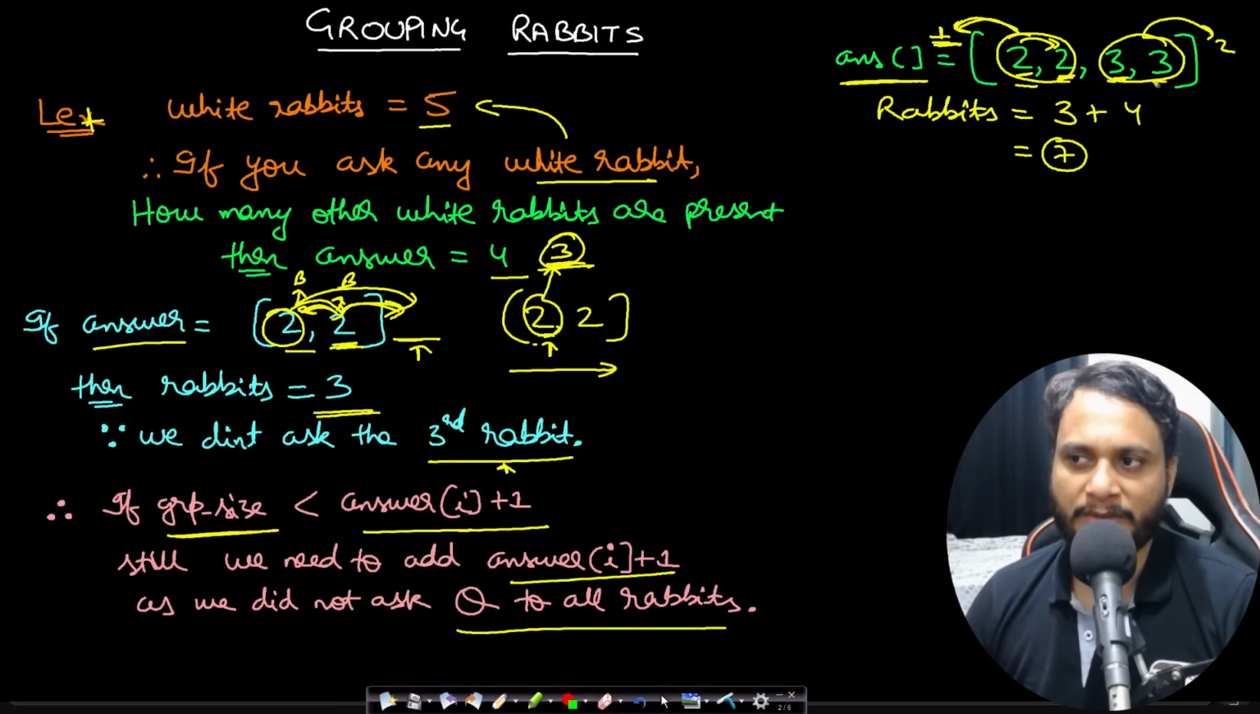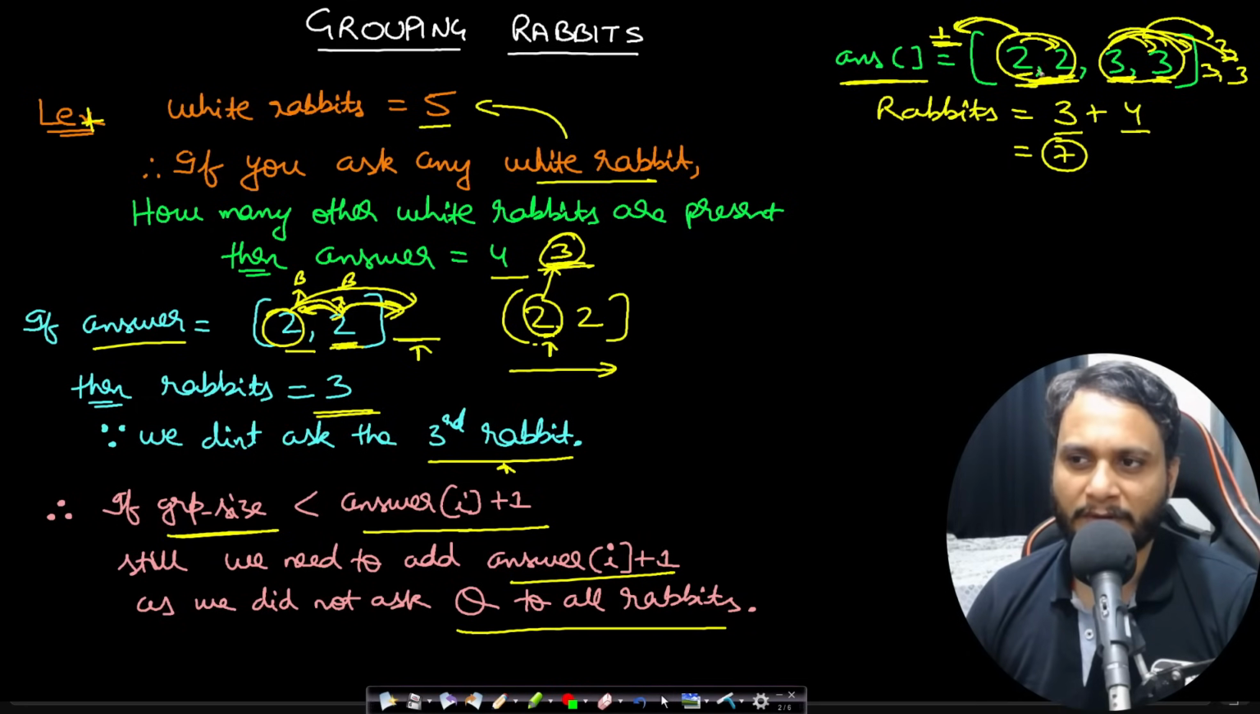But once it comes to rabbit 3 and rabbit 4, they are saying three other rabbits are of the same color. So these are only two. I will require two other rabbits with 3 and 3, so that I will say three other rabbits are of the same color for everybody, right? So in that case, the group size of 2 is 3 and the group size of 3 is 4.